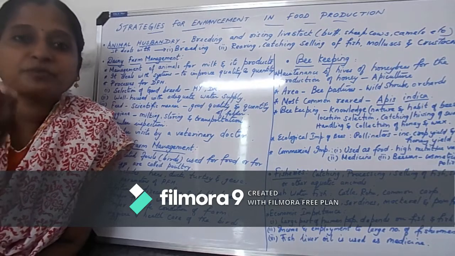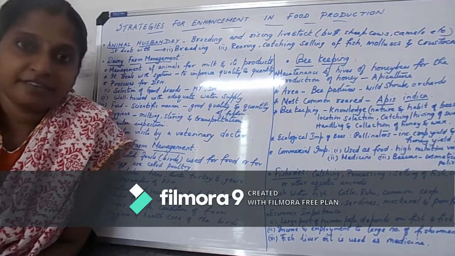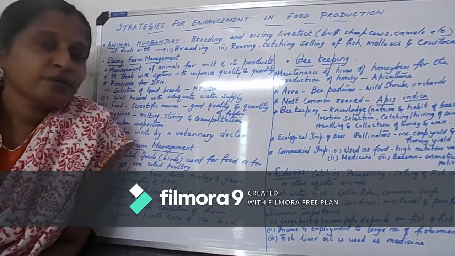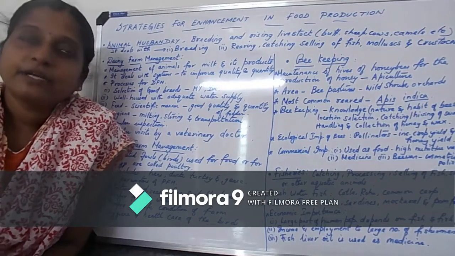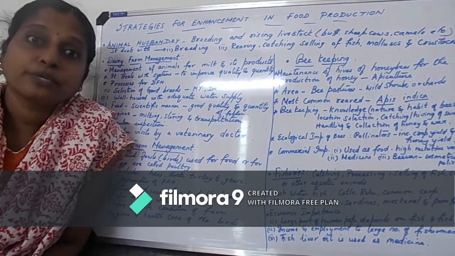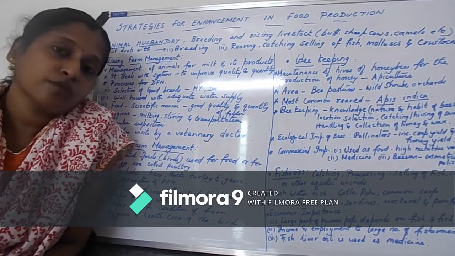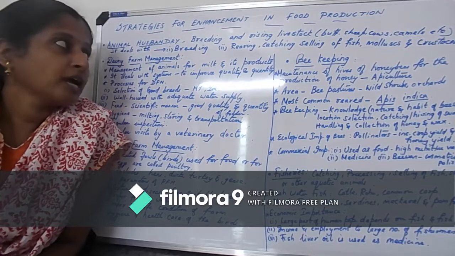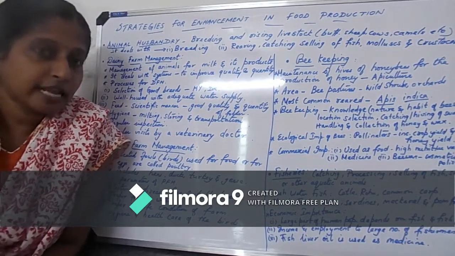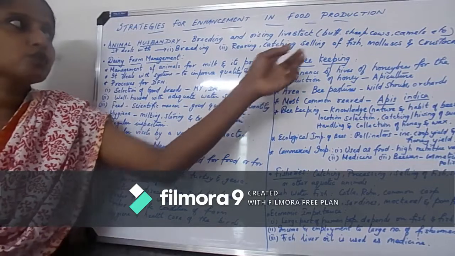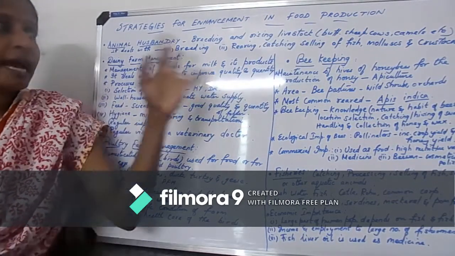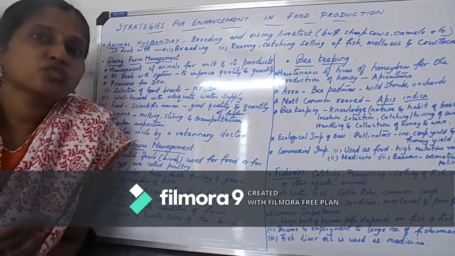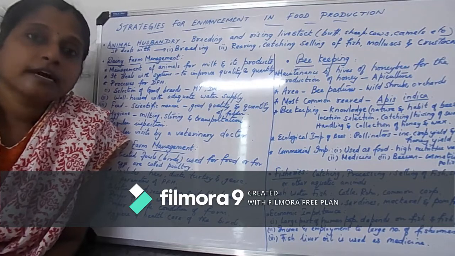Husbandry means like a husband taking care of a wife; here we are going to take care of animals. In animal husbandry we involve scientific methods so that I will get very good production. So we are going to breed animals and raise livestock. What is livestock? Livestock are nothing but the animals used for food production, like buffalo, sheep, cows, camels, etc.